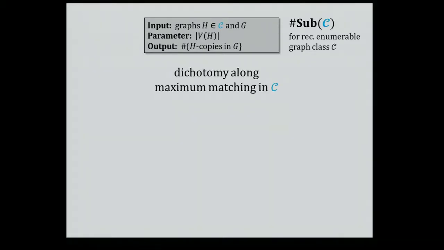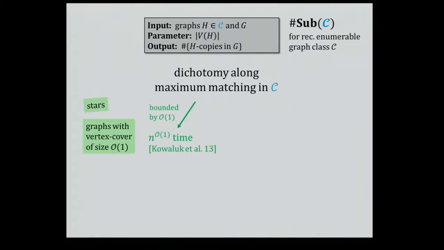Then what you could show is that there's a dichotomy for this set of problems along the maximum matching size in the class C. So there's a positive case. If your graph class C contains only constantly large matchings, so the maximum matching number in this graph class C is bounded by some constant, then you actually get a poly time algorithm. So not even FPT, but even poly time. Examples for graph classes that have maximum matchings bounded by a constant would be the stars, as we've seen before, or more generally, all graphs that have some vertex cover of bounded size.